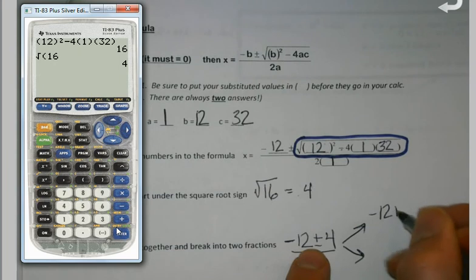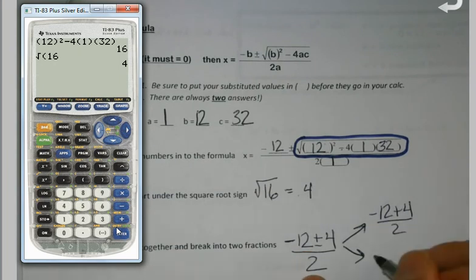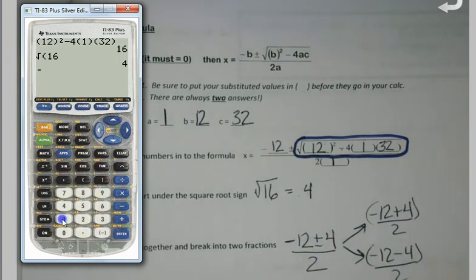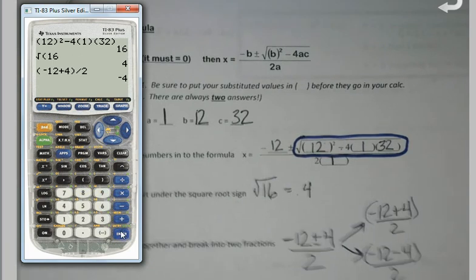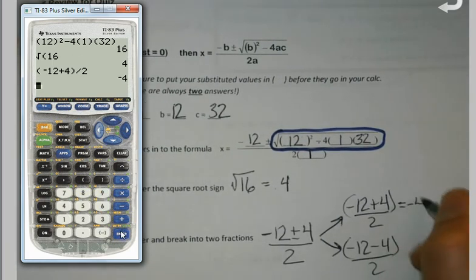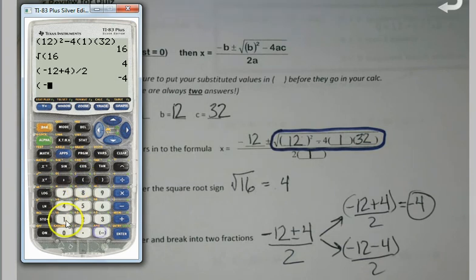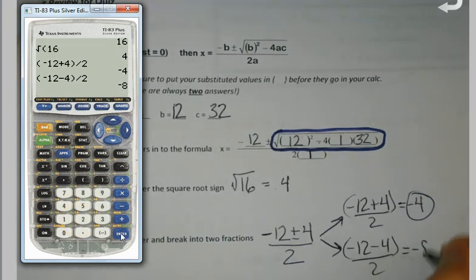One of the parts goes with the plus 4, and one of the parts goes with the minus 4. And again, I have to have parentheses. Otherwise, I can totally jack this up. Like I just was about to, because I lost the parenthesis. That's better. So one of my solutions is negative 4. Negative 12 minus 4 divided by 2 is negative 8. And there's my second answer.